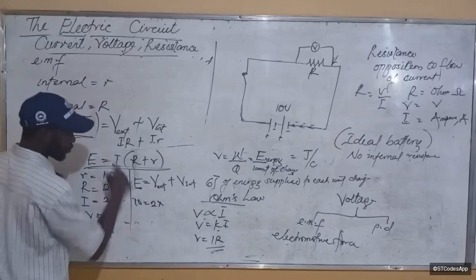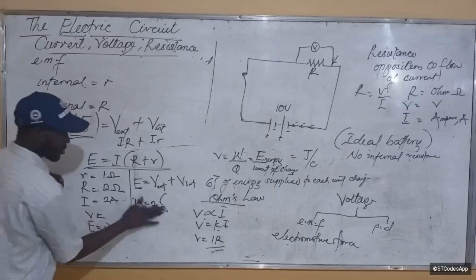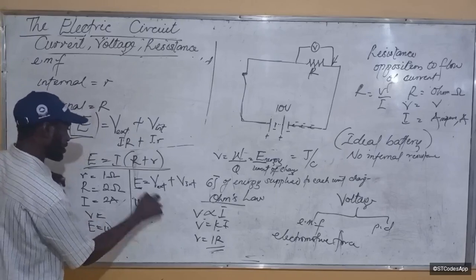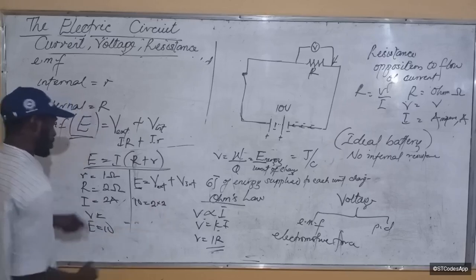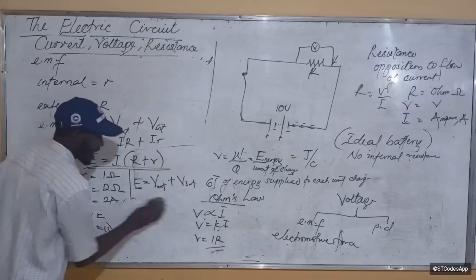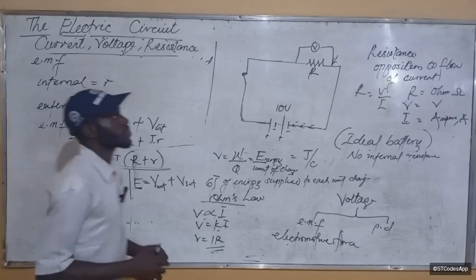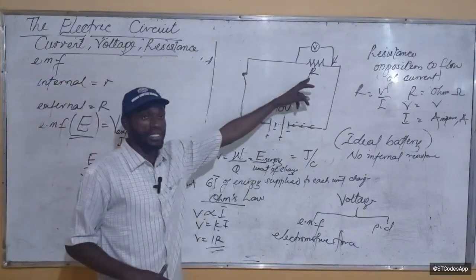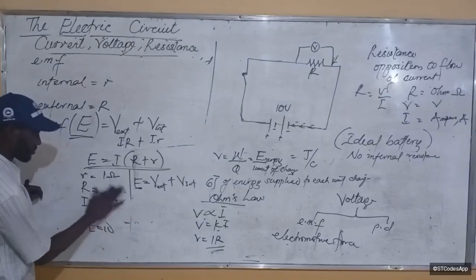So current times the big resistor, the voltage in the external resistor will be 2 times the external resistance, which is rated 2 ohms. Oh, we already know it. We can calculate it. How do I do that now? For us to be able to calculate the voltage across this, if we are not given the resistance, then let's say we don't know the resistance.